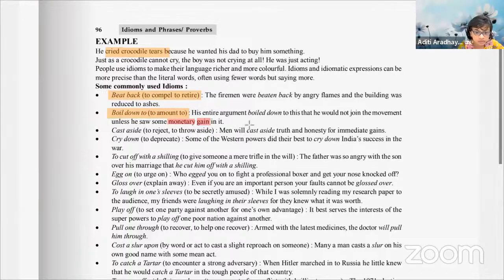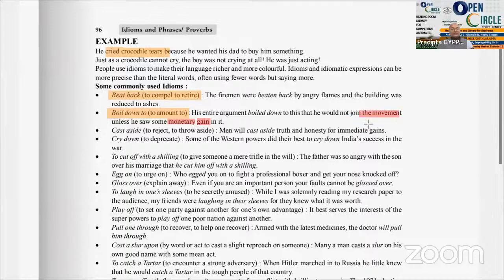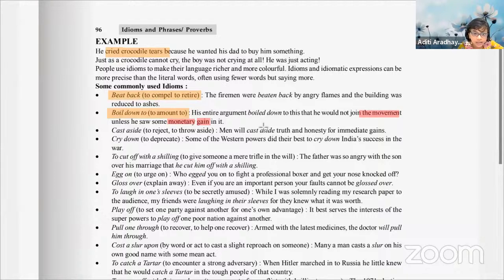So now tell me the meaning of the sentence. His entire argument boiled down to this. Sir, his argument was so much. No, not that it was much. If you analyze his argument, what was the summary? He would not join the movement unless he saw monetary gain in it.